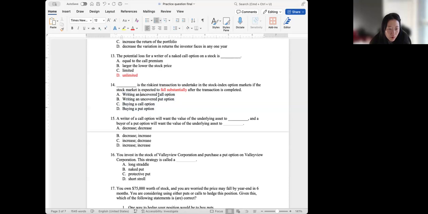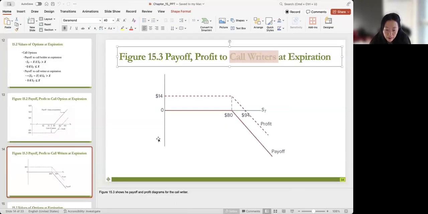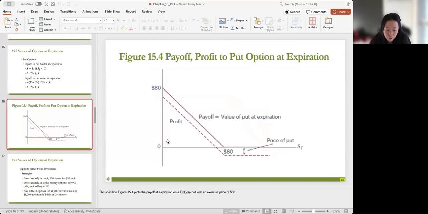Writing an uncovered call option, writing an uncovered put option, buying a call, buying a put. For both buying a call and buying a put, the loss is limited. So I will need to cross these two out, eliminate these two. Looking at the remaining two, let me show the slides. For writing a call, the loss is unlimited when stock prices go up substantially. So it's not the scenario listed in the question. Now go down to put. So this is a put, long put position.